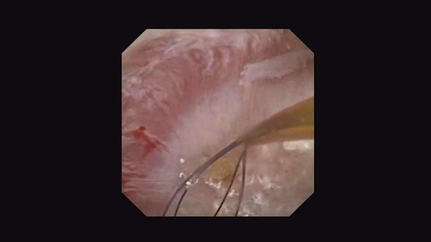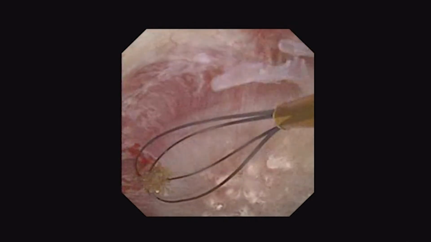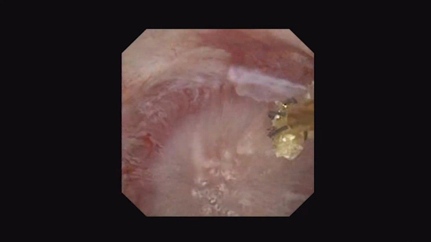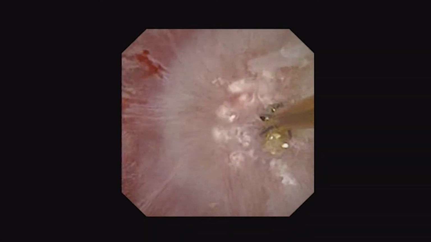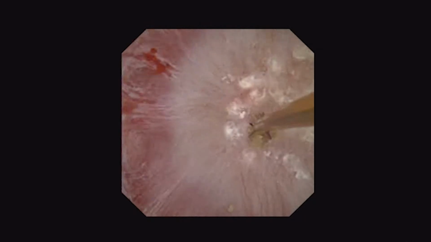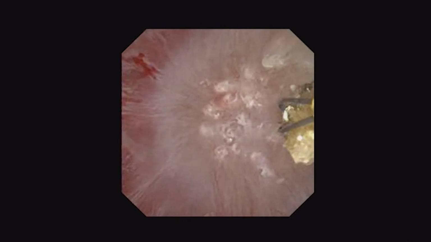Here's an example where we actually pulled a stone off, and if you look at the undersurface of where that stone was attached, you see a little ulcer or a little pit, and that's the site where the plaque actually came off with the stone itself. So this is a very classic example of a stone attached to a piece of Randall's plaque. So you definitely can see Randall's plaque easier than you can infer it.